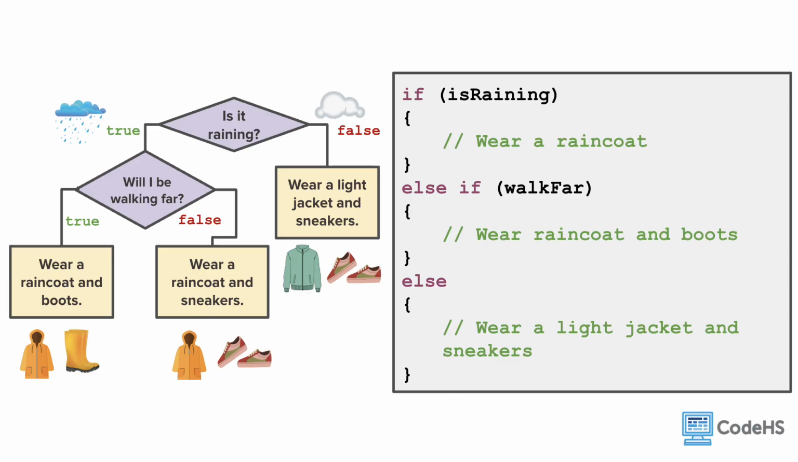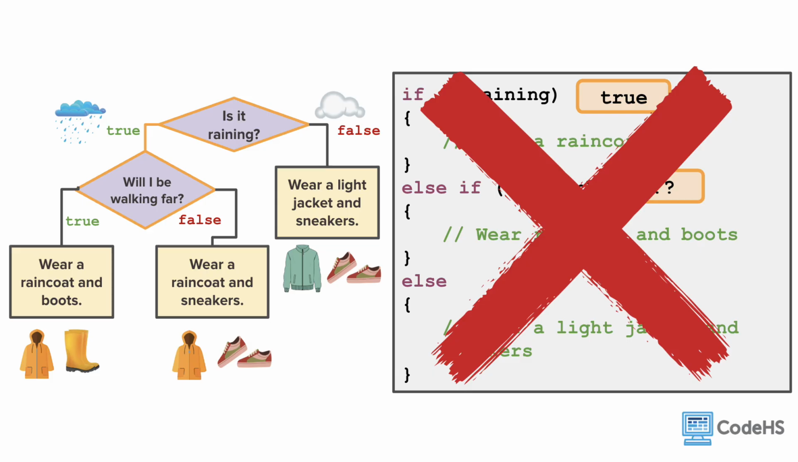You might immediately think that an if-else-if statement could work here, since this scenario involves multiple conditions. The problem is, with an if-else-if statement like this, you can't check a second condition, like will I be walking far, when the first condition, is it raining, is true. Remember that only one true branch of an if-else-if structure can execute. In this scenario, however, you want to be able to still check the second condition if the first condition is true. Therefore, this code as written will not work.